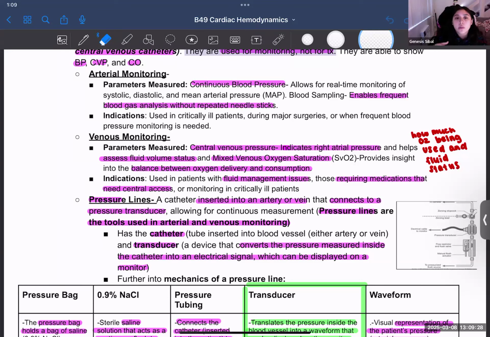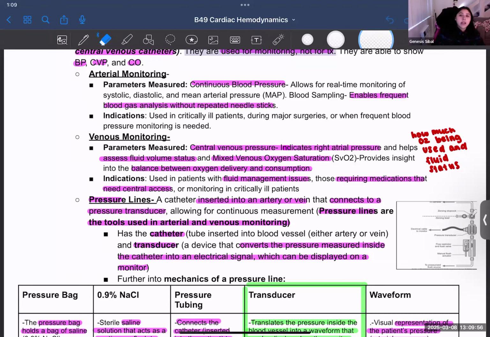So it's the same exact thing with arterial monitoring. When you're having an arterial line, it's monitoring your blood pressure continuously. It allows you to actually see a systolic, diastolic, and mean arterial pressure, just like with a blood pressure cuff, but it's more specific, right? And additionally, you can also draw blood samples from it. There's a specific device that we'll talk about that can help you look at that blood sample. And so it enables frequent gas analysis without repeated needle sticks.